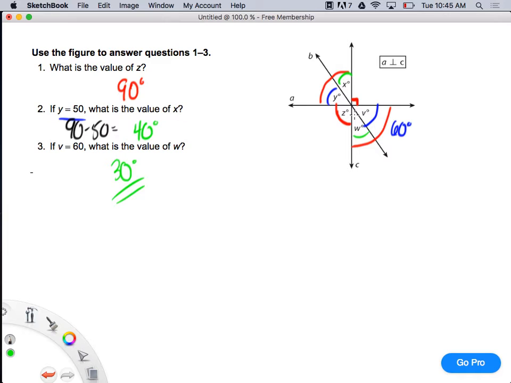Why does this picture not make sense right now? If I write that this is 50 degrees and that's 60 degrees, why does that not make sense? They're vertical angles. They should be congruent, right? So that's why I say number 3 disregards number 2, which is kind of confusing when you get problems like that. So that's not correct.